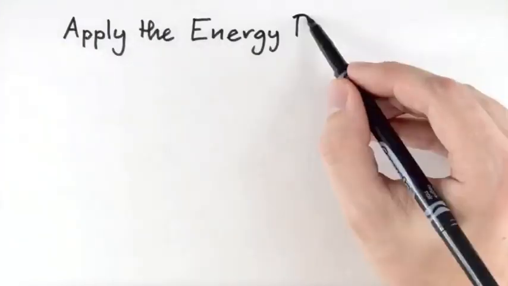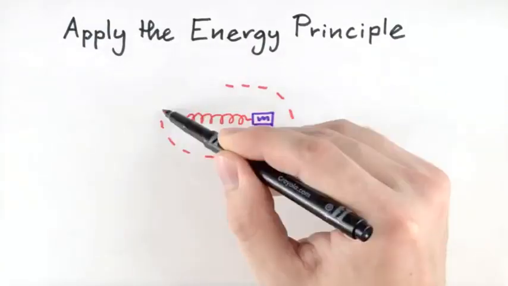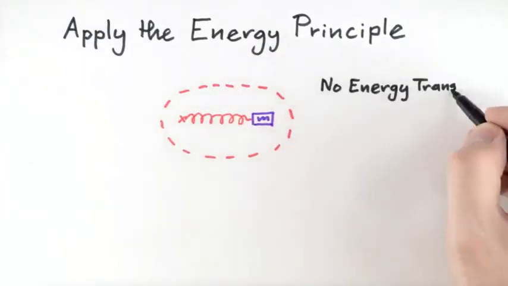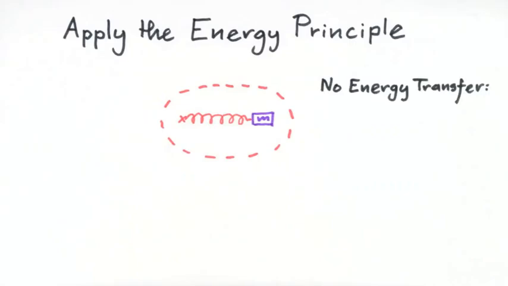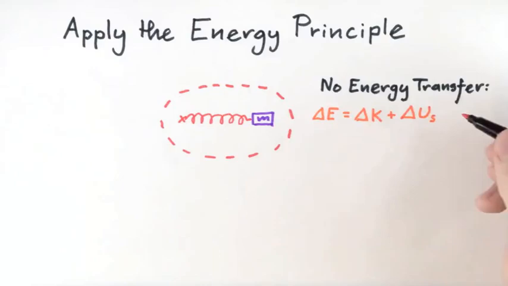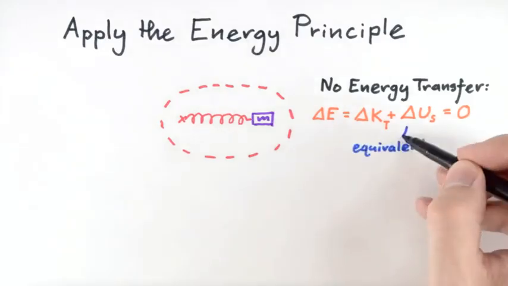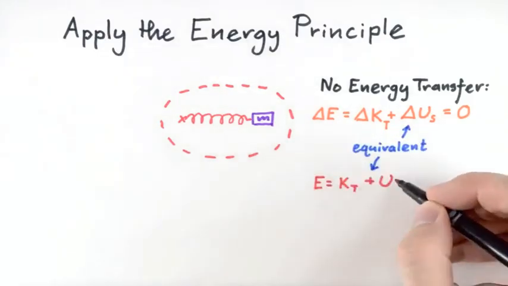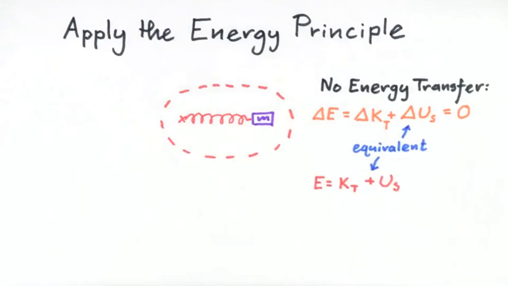Now, if we apply the energy principle to the spring mass system, and we consider the case where there are no energy transfers between the system and the surroundings, then we have delta E, the change in total energy of the system, equal to 0. And that is equal to the change in the total kinetic energy, delta K sub T, plus the change in potential energy of the spring, delta U sub S. Now we can write this equivalently as the total energy E is equal to K sub T plus U sub S, which is constant. Since U is non-negative, the total energy can't be negative.